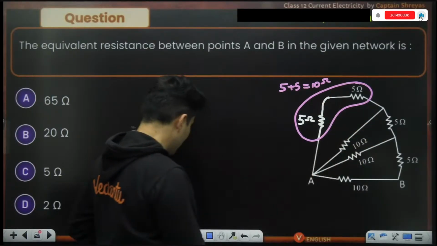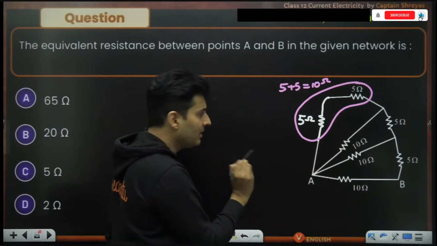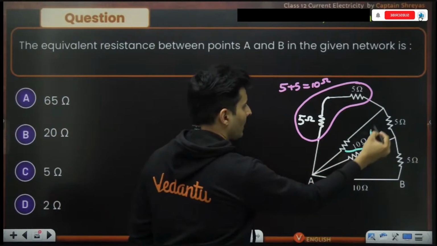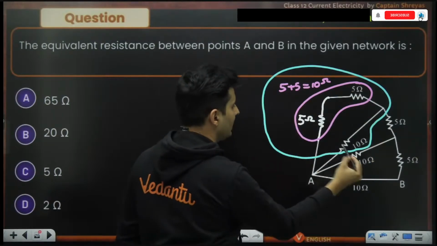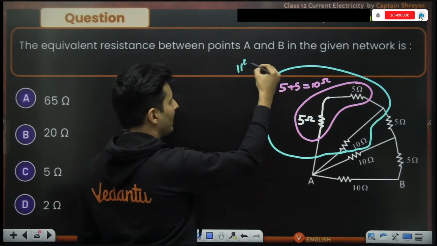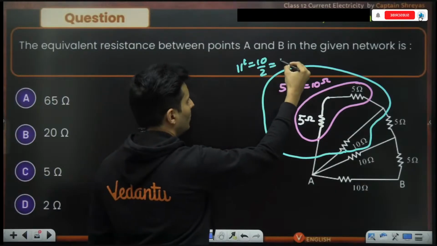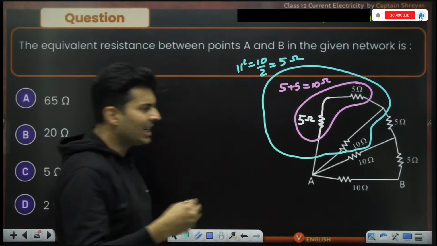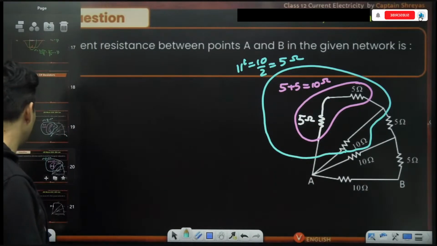And this 10 and this 10 are again in parallel. Can you see that, my dear students? This 10 and this 10 are again in parallel. So in parallel, it will just become 10 by 2, which is again just 5 ohms. It's like a repeat process, if you may see.